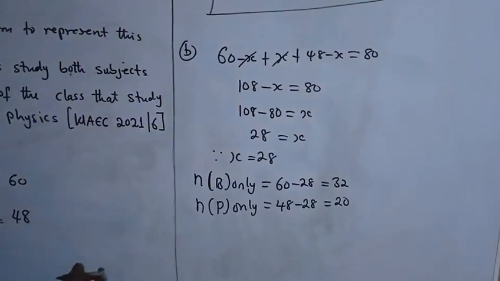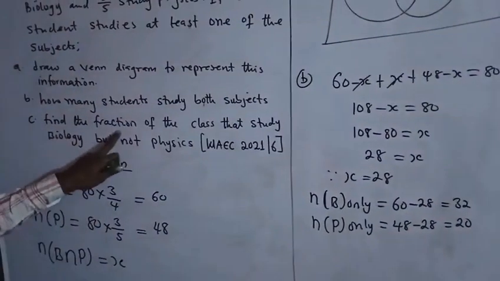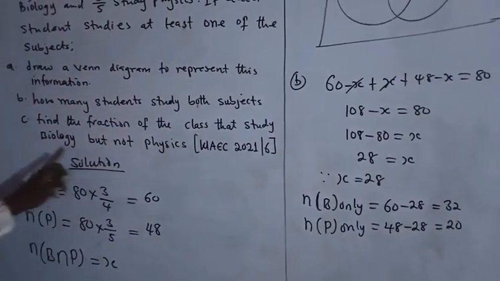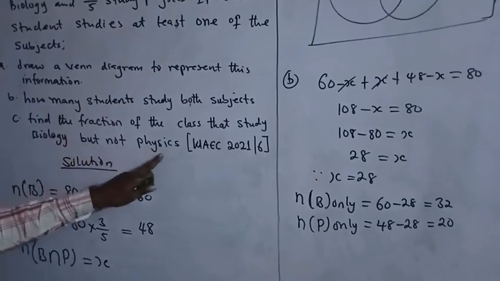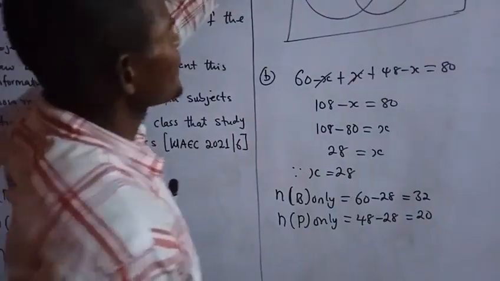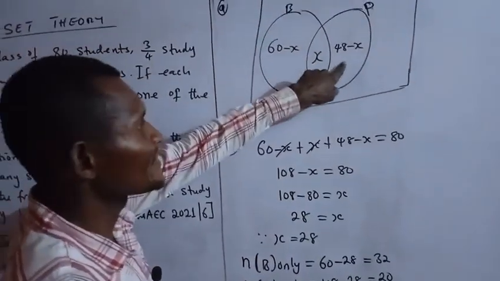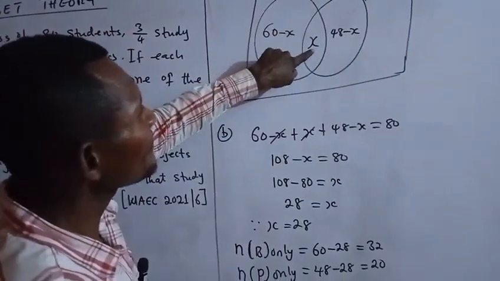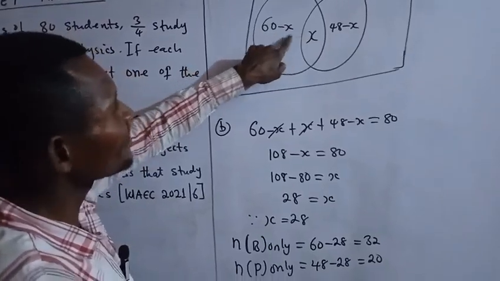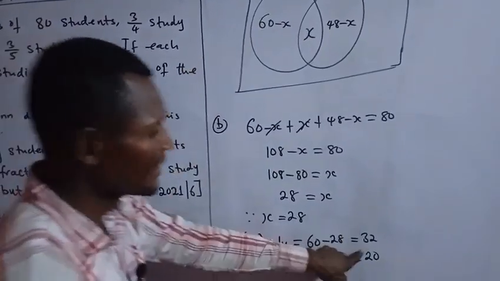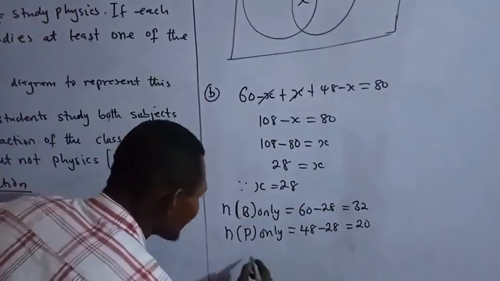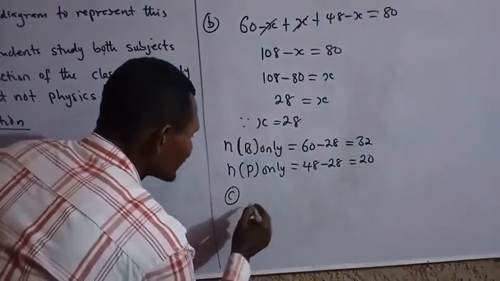Now, the C part says we should find the fraction of the class that study biology but not physics. So, you know that initially this number also were part of those that study physics because the circle covered it. So now the number that study only biology is when you subtract x from 60, that will obtain this, which is 32.